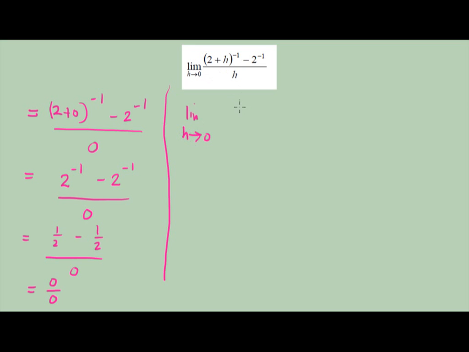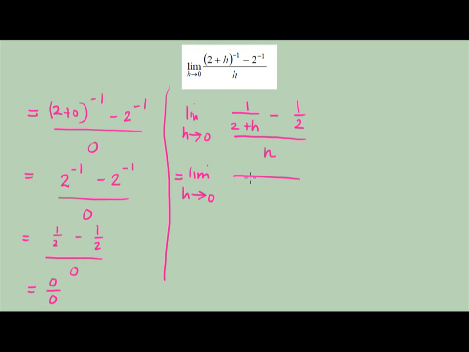So 2 plus h to the negative 1 is 1 over 2 plus h. 2 to the negative 1 is 1 half. And then we have over h. And most of the time, if we have fractions in a function, the tendency is we combine the fractions. So this is still the limit as h approaches 0.